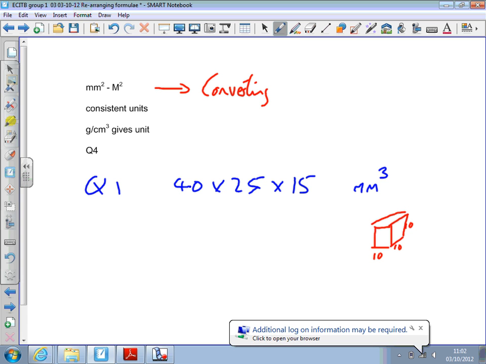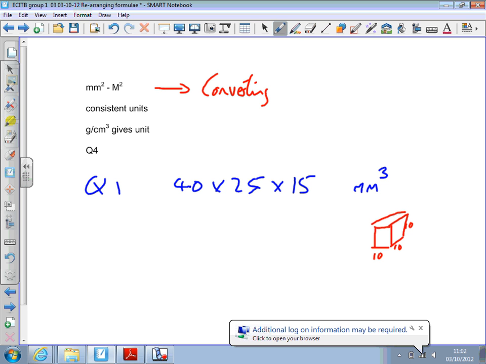So how many cubic millimetres are there in a cubic centimetre? 10 by 10 by 10. 1,000. So if I do 40 times 25 times 15, I then have to divide that by 1,000 to get it to cubic centimetres. So I don't make that mistake.